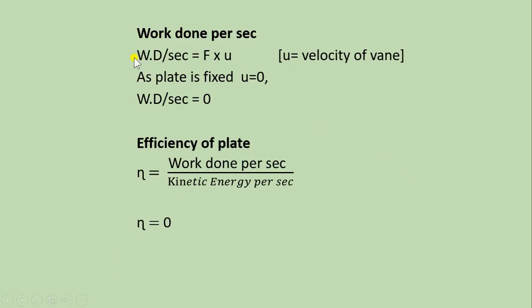Now work done per second, that is power, is the product of force and velocity of vane. U is the vane velocity. But as the plate is fixed, vane velocity is 0, that's why work done is 0. Similarly, efficiency is work done per second divided by kinetic energy per second. Work done per second is 0, that's why efficiency is 0 for the stationary flat plate.